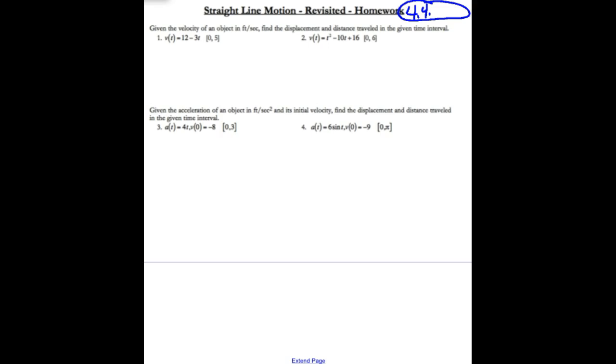So if you open this up, the assignment is 1 through 5. These two, go ahead and use Math 9. So just go ahead and set them up. You're just going to be doing your displacement and your total distance traveled.